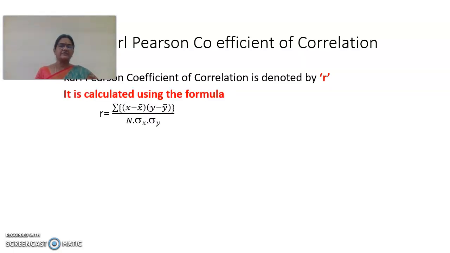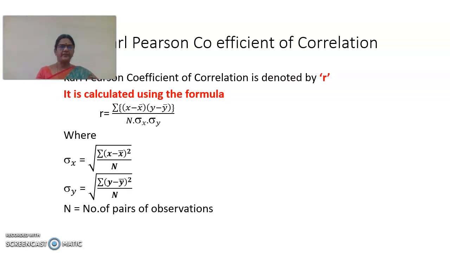We can calculate it using the formula r is equal to summation of (x minus x bar) into (y minus y bar) divided by n into standard deviation of x into standard deviation of y, where standard deviation of x is equal to root of summation (x minus x bar) the whole square divided by n. Standard deviation of y is equal to root of summation (y minus y bar) the whole square divided by n. And capital N is equal to number of pairs of observations.